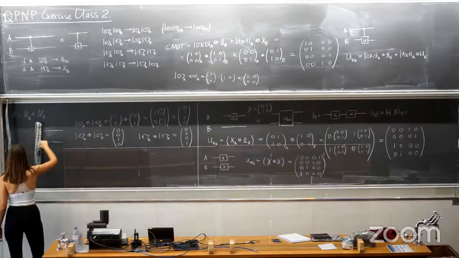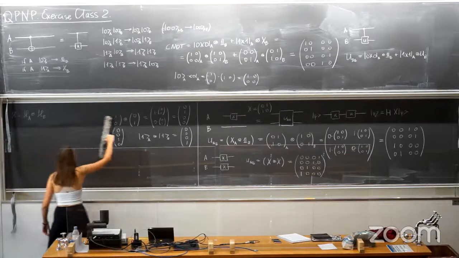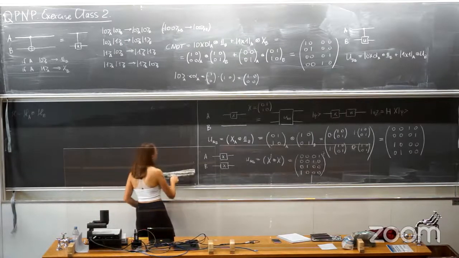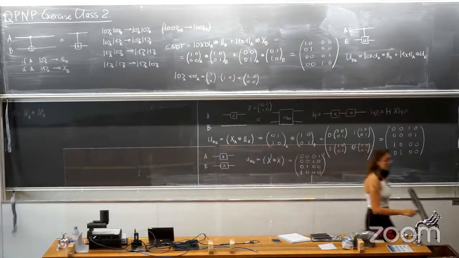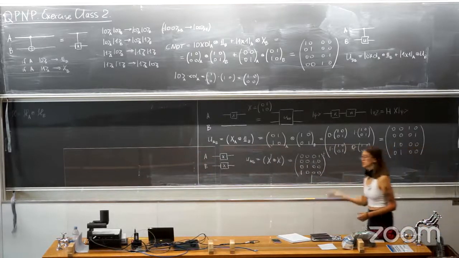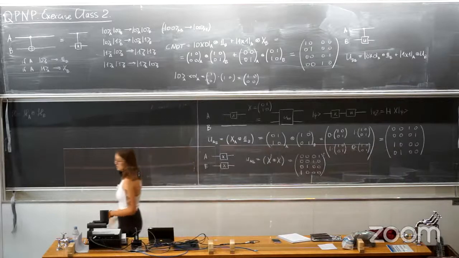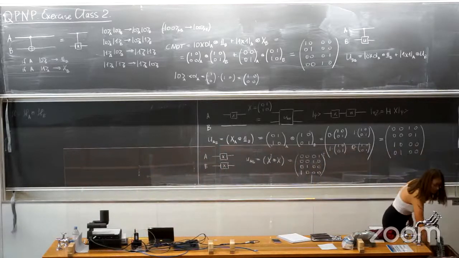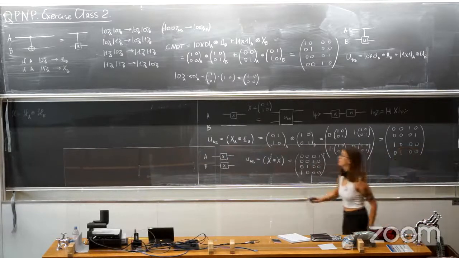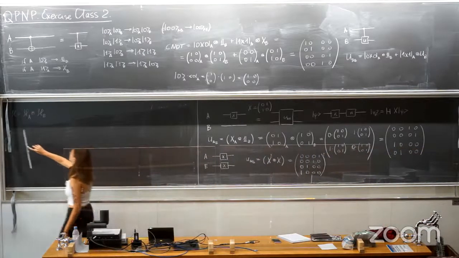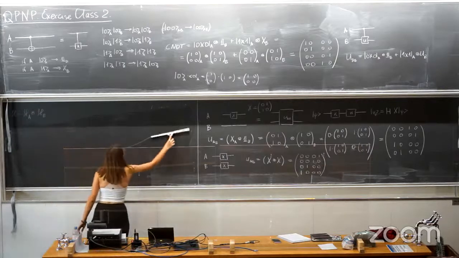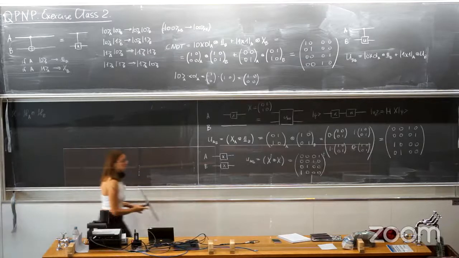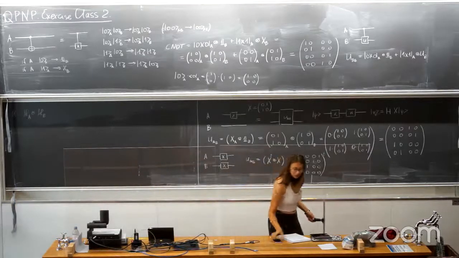So we have two systems A and B. And I will now draw a circuit. And you will evaluate the circuit, which means that you will need to calculate the final state of the systems A and B. So what's the time? Yeah, we'll do this and then we'll go on a break.